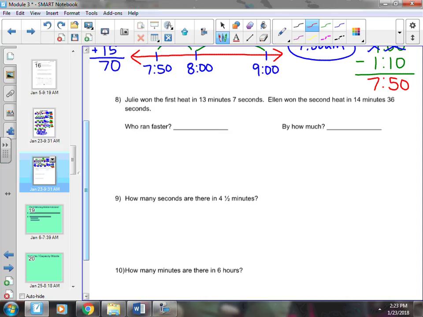Okay, so obviously the lower time is the kid who ran faster, so that would be Julie. And I don't even have to do a subtraction problem to know that that's the answer. I can just look and see that's the lower time. But I need to answer now this question. By how much? How much faster is something than something else? That's a subtraction problem. I can also do it on a number line.